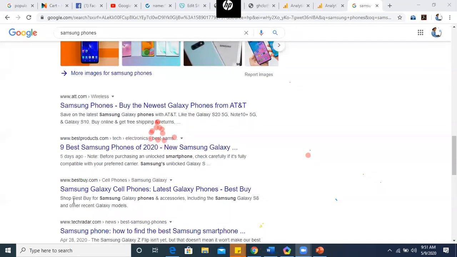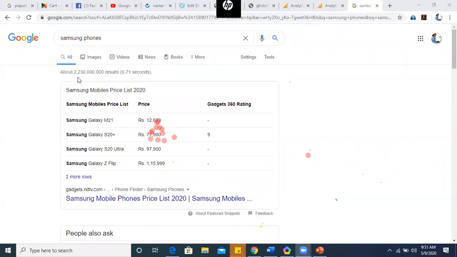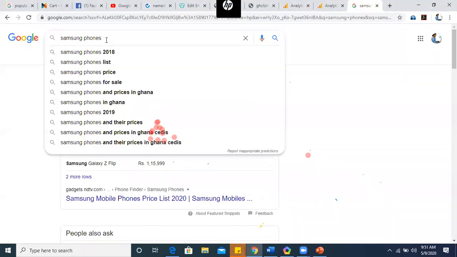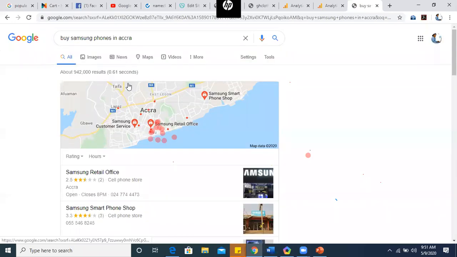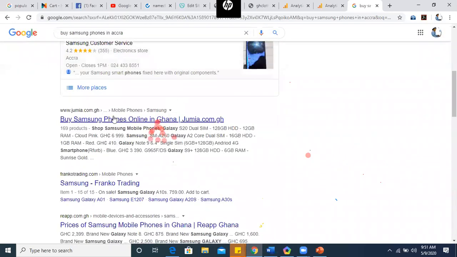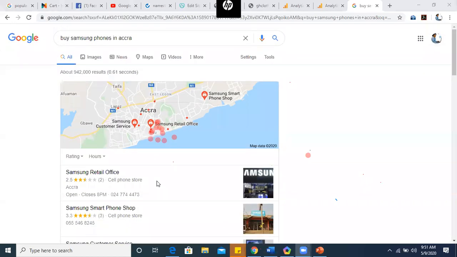If I look at this, for example, we have 2.2 billion, but if I say I want to buy Samsung phones in Accra, I'm serious, buy Samsung phone in Accra, I realize that the search has reduced to just about 942,000. And the rank has changed. Now we have Jumia number one. But Jumia will never be ranked if I just type Samsung phones, because Jumia cannot stand our competition. So that's what you have to bear in mind. That's all about search engine optimization, but I will go into that in a bit.